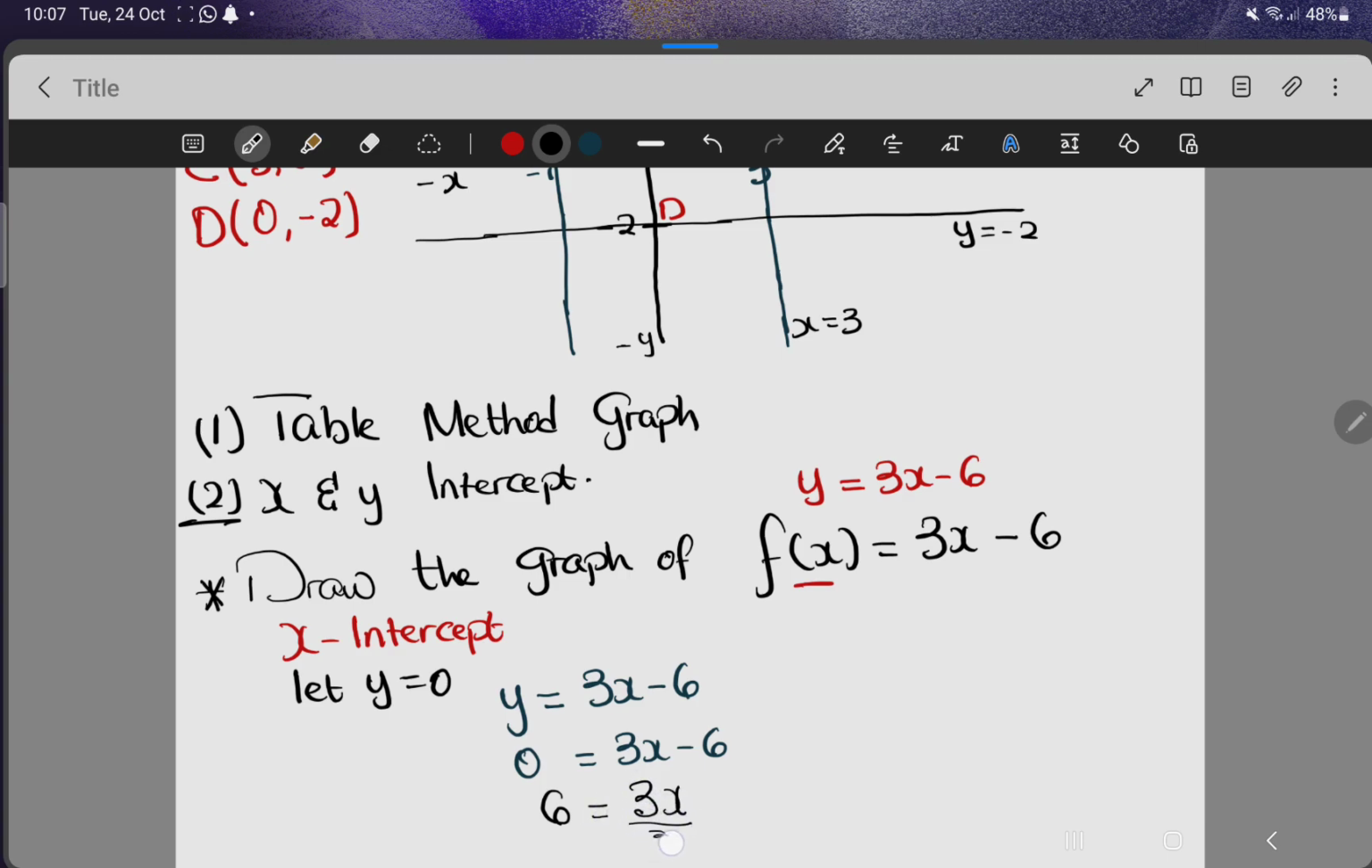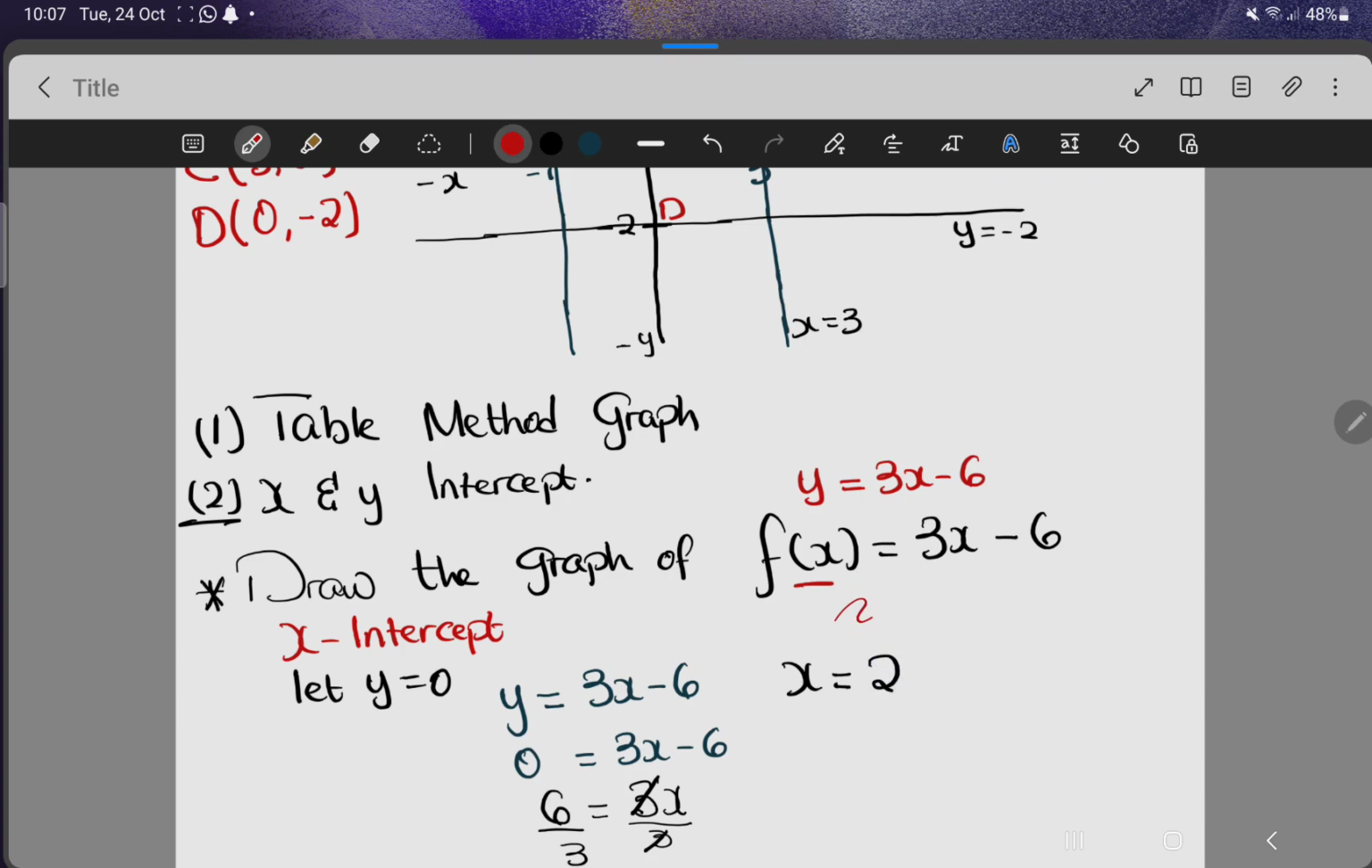Then we divide by 3 on both sides. I'm going to explain something in 2 minutes after this one. Then we have this and that will cancel. Then we have x equal to 6 divided by 3, that is 2.